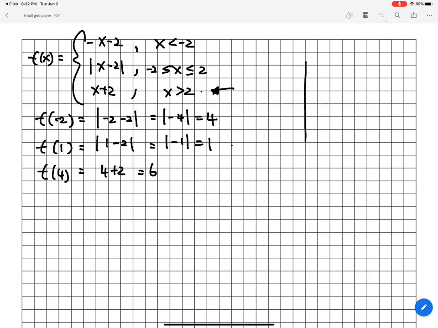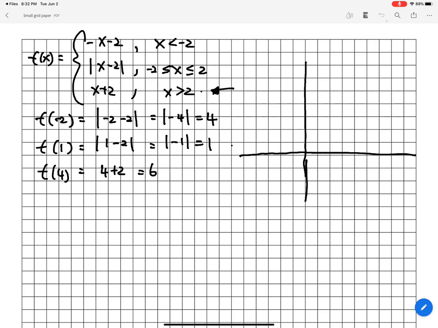So graphing this, now we have 3 separate equations that we have to graph. So this might look a little goofy, right? But let's think about how we graph this. So first things first, what I am going to do is graph negative x minus 2, pretending that there is no limit, no restriction on the domain.